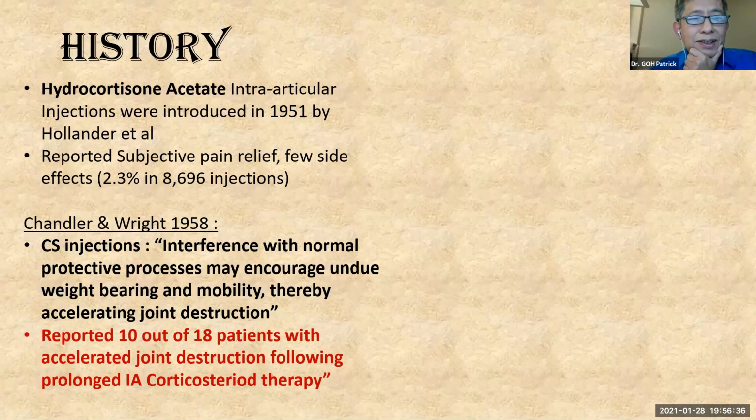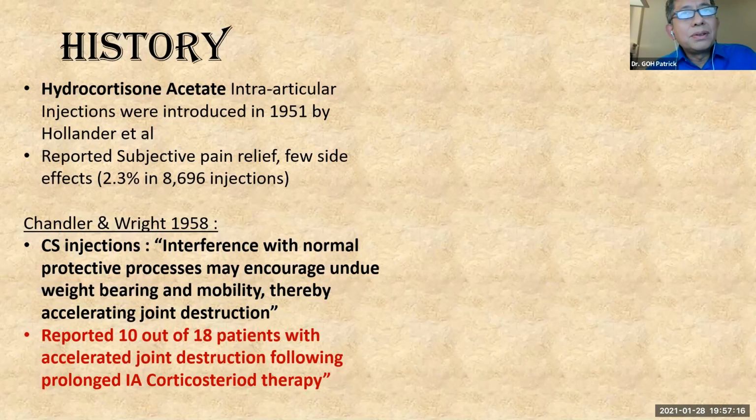But about 8 years later, Chandler and Wright talked about interference with normal protective processes. Their contention, from a study of 18 patients, 10 out of the 18, was that they noticed accelerated joint destruction following prolonged intra-articular corticosteroid therapy, given at 1 injection per month. They thought that because the patients felt better, they were able to do more things and load their joints more, and that encouraged undue weight bearing and mobility and accelerated the joint destruction.